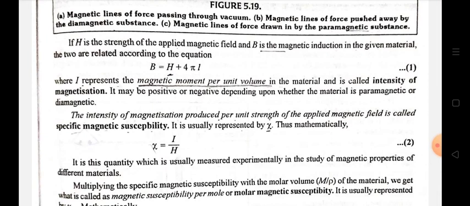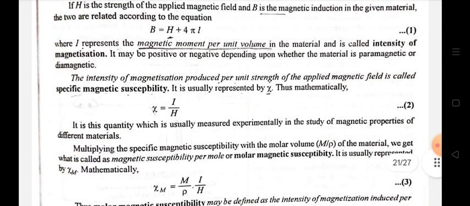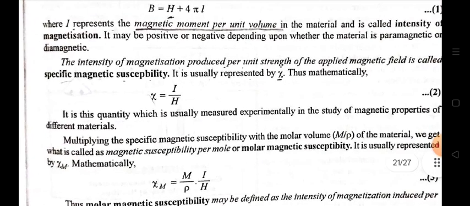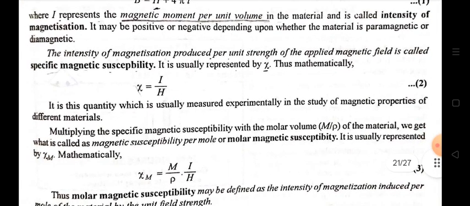It may be positive or negative depending upon whether the material is paramagnetic or diamagnetic. The intensity of magnetization produced per unit strength of the applied magnetic field is called the specific magnetic susceptibility. It is usually represented by xi. Thus, mathematically, xi is equal to I by H, that is equation 2. It is this quantity which is usually measured experimentally in the study of magnetic properties of different materials.